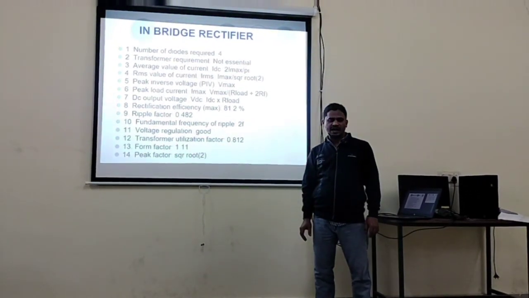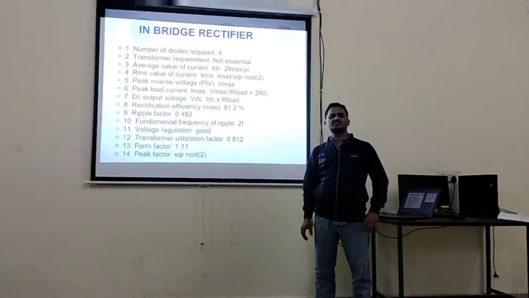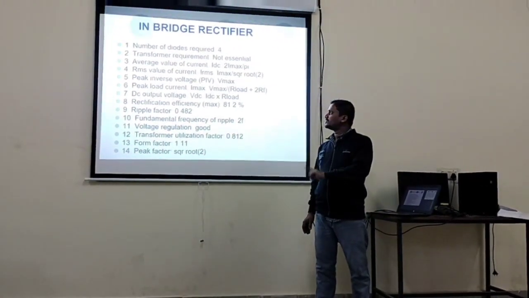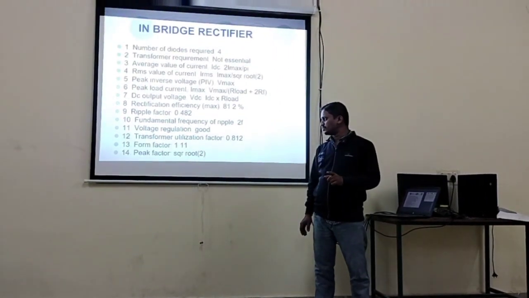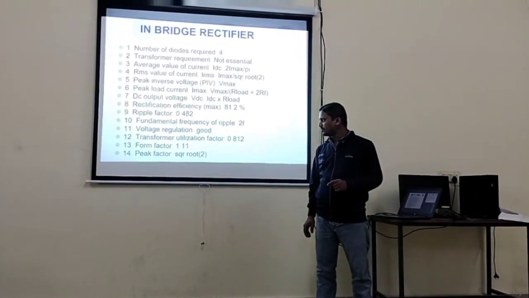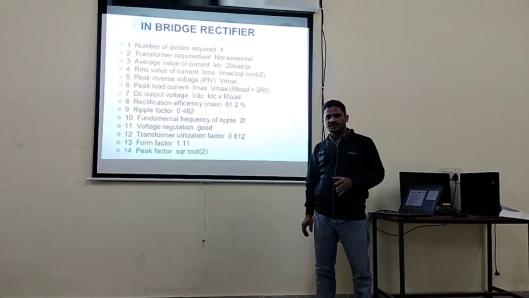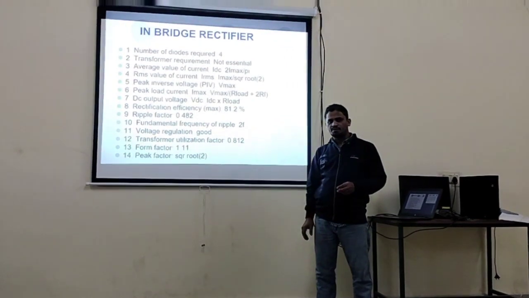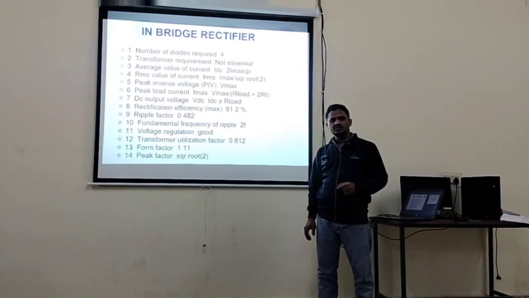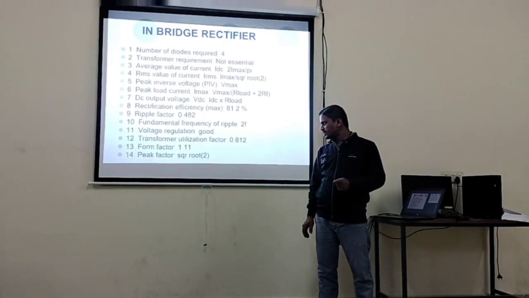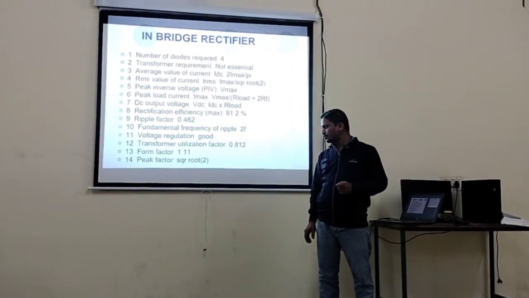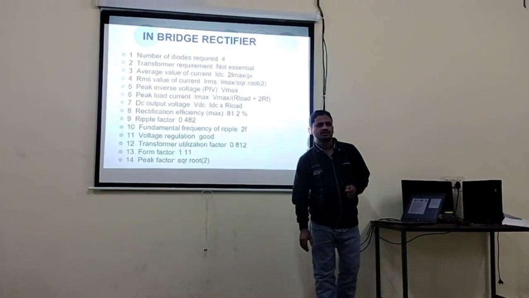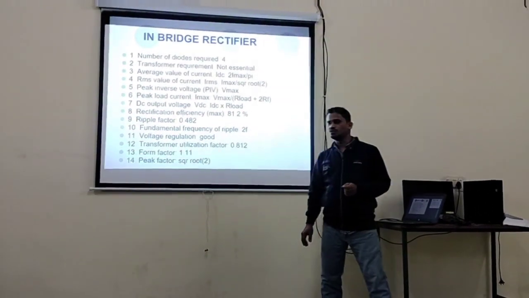Rectification efficiency is the same as the center tap rectifier and the bridge rectifier, that is 81.2%. Ripple factor is the same as the center tap rectifier, that is 0.482. Fundamental frequency of ripple is 2 times the frequency. Voltage regulation is good. Transformer utilization factor is 0.812, form factor is 1.11, and peak factor is equal to root 2.